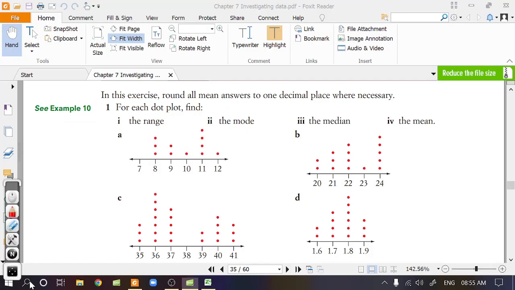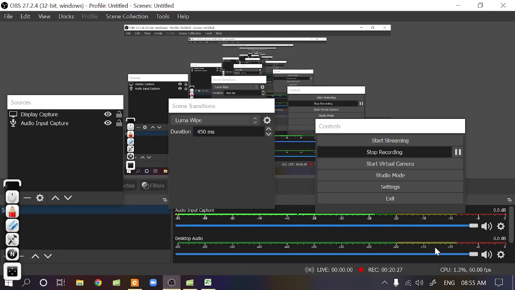Akshita, let me check whether the recording is happening properly or not. Yeah, recording is happening. Very nice.